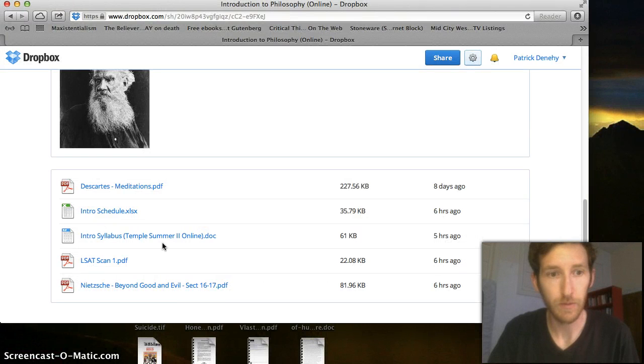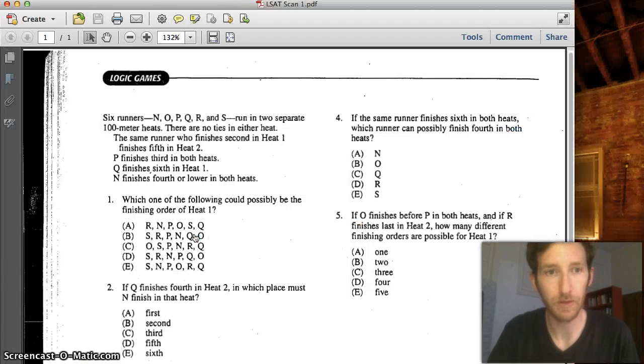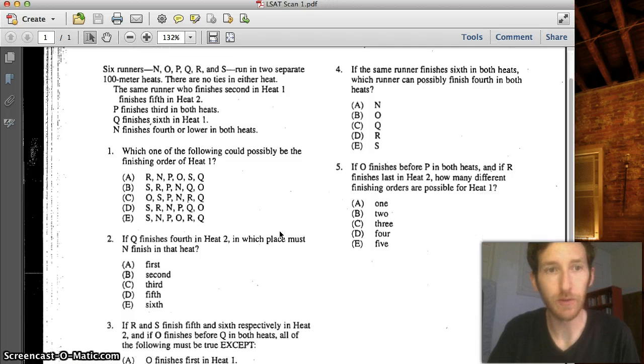under this file. It's called lsatscan1. So if you pull that up, it looks like this. And what I want you to do is to look at this problem. It's a logic game, it's a logic problem. And I just want you to try it. So here's what it says.